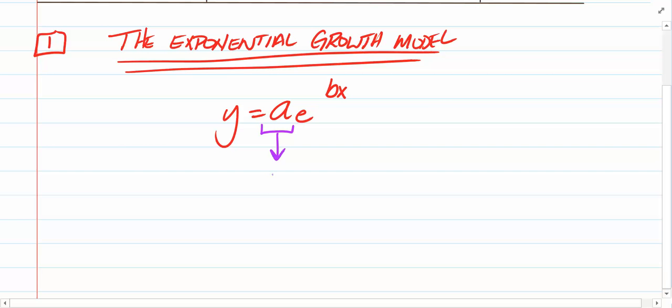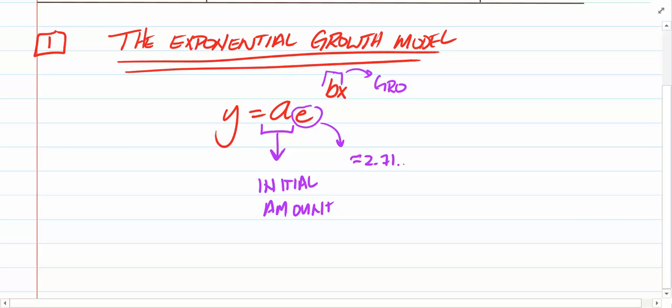The A part, that's your initial amount. Just the A part, right? E is this number that we've been using. It was approximately 2.71, that natural number e. So that's sort of your base. Our initial amount, we have our base. The B part, this is our growth factor, assuming that B is greater than, sorry, greater than 0. If it's less than 0, then you have a decay. You have a growth decay factor.